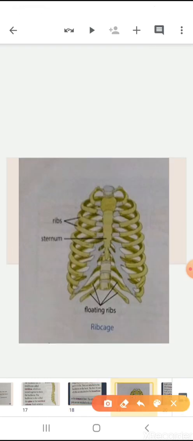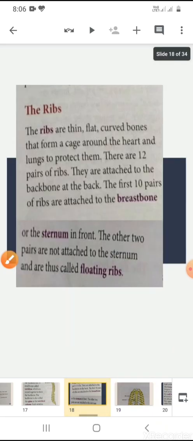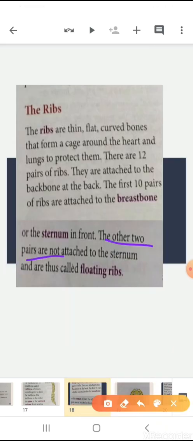See, these 2 pairs are not attached with this line, right? So they are called floating ribs. The other two pairs are not attached with the sternum and thus they are called floating ribs. And the first 10 pairs are attached with the breastbone.